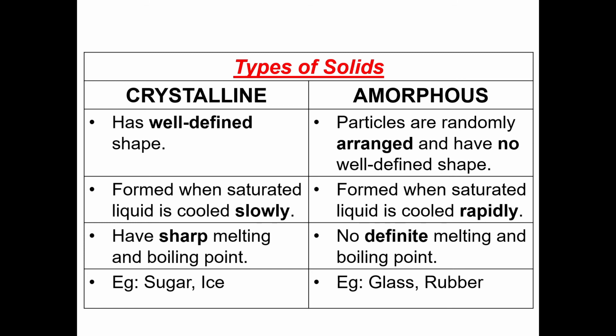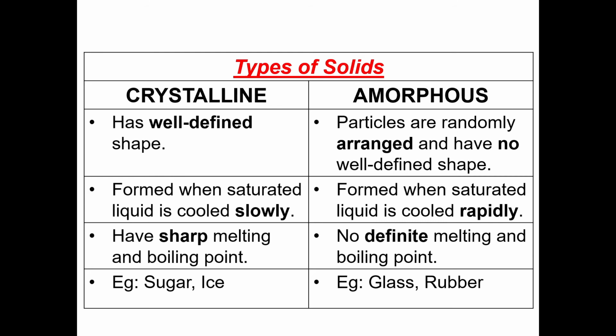Okay, number 2, the difference is it is formed when saturated liquid is cooled slowly. Dia disejukkan, okay, secara perlahan. While amorphous is formed when the saturated liquid is cooled rapidly, dengan pantas.